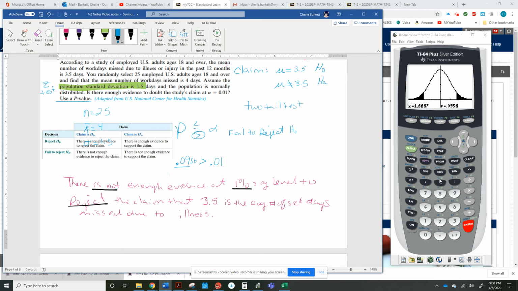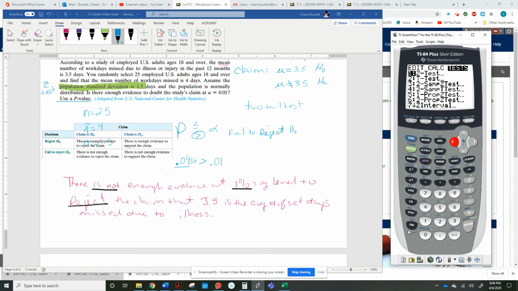But it makes sense. I'm going to go back and do it one more time just to make sure I didn't make a mistake. So I'm going to do stat. I'm going to go to test. I'm going to do z-test. It was 3.5, 1.5, 4, sample size is 25. Okay, and I'm going to go down here to calculate, and the z value is 1.667 and the p value is 0.095. Okay, so that is the correct information, and that is the correct conclusion now that I got the correct p-value.